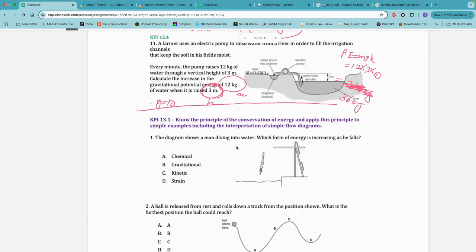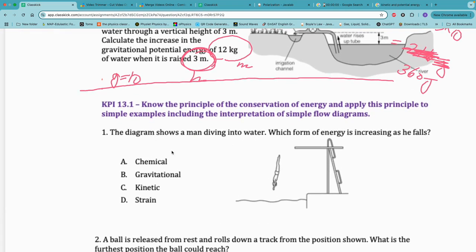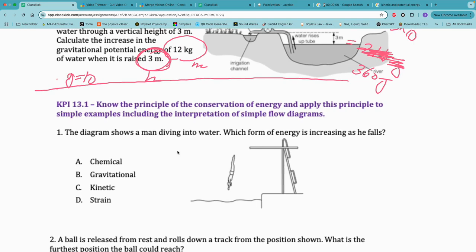Starting with question 1 here, that talks about how energy is able to be changed from one form to another form based on different situations. The diagram shows a man diving into water. Which form of energy is increasing as he falls? First of all, at the top here we have 2 types of energy: potential energy, which has its maximum value, and kinetic energy, which is equal to 0 since there is no motion at the top here.